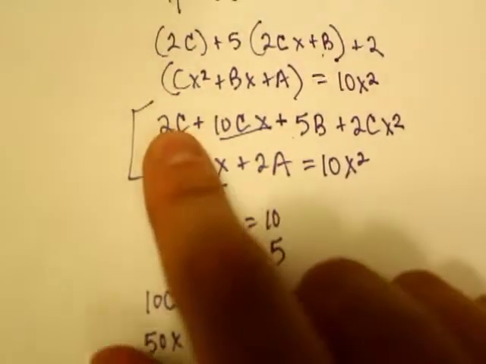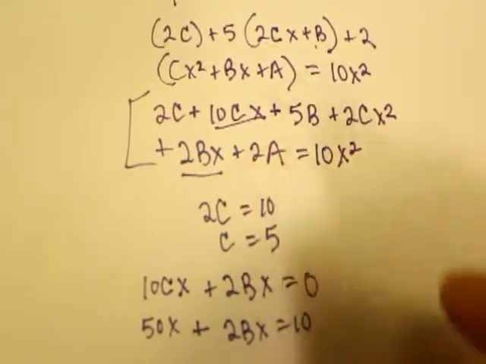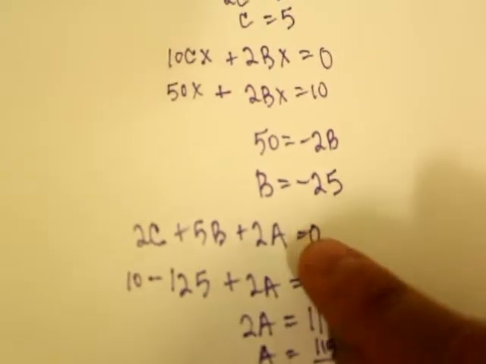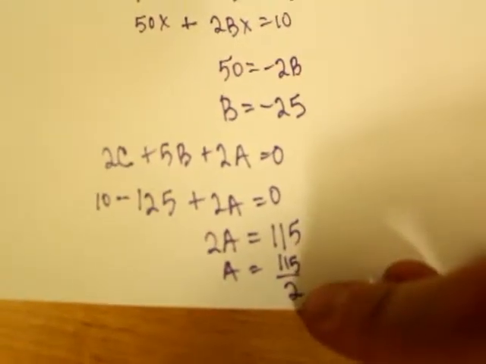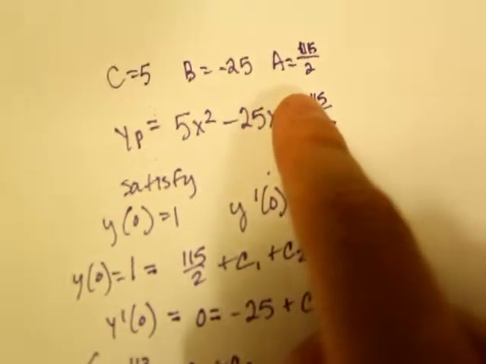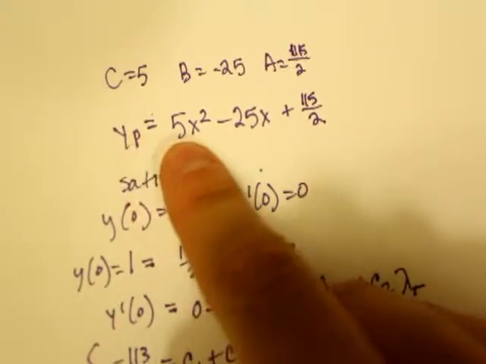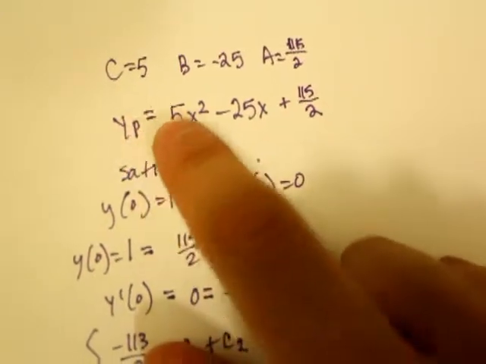Again, we do the last thing for terms that have no x in them: 2c + 5b + 2a, again setting this equal to 0. We already have b and c, so we easily plug in and find that a = 115/2. So next, what do we do with these a, b, and c? Well, we plug them into our y particular that we guessed, and we have 5x^2 - 25x + 115/2 as this yp.